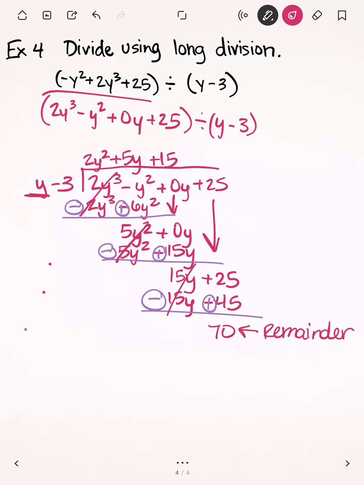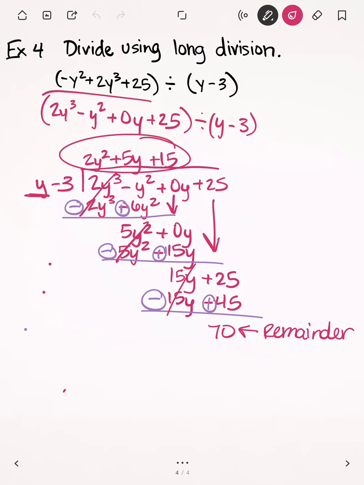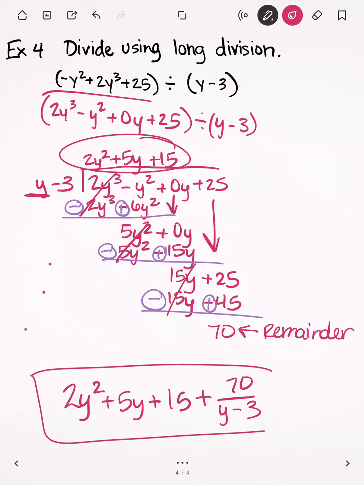Okay, so I'm going to take this and add my remainder to it. So I have, oops, flip the page back. I have a 2y squared plus a 5y plus 15. My remainder is positive, so I put a plus sign. 70 over what I'm dividing by, which is y minus 3. So this right here is my final answer.